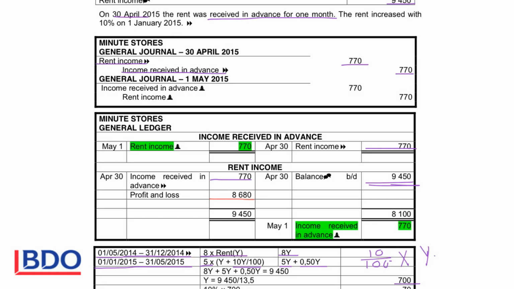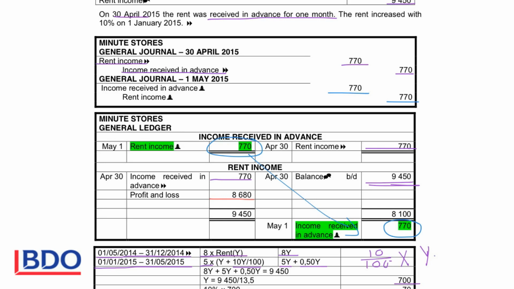On the first day of the next financial year, we have to do a reverse entry. So this income received in advance that has a credit balance must now be closed by debiting income received in advance and crediting the rent income. So when we look at rent income in the second year, we see that there's 770 that was already received for year number 2. We will therefore in the general journal also show that income received in advance is debited and rent income is credited. We did a reverse entry in this case.